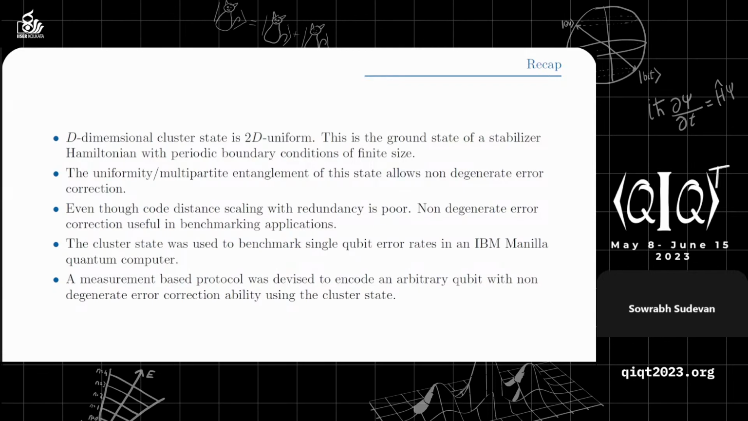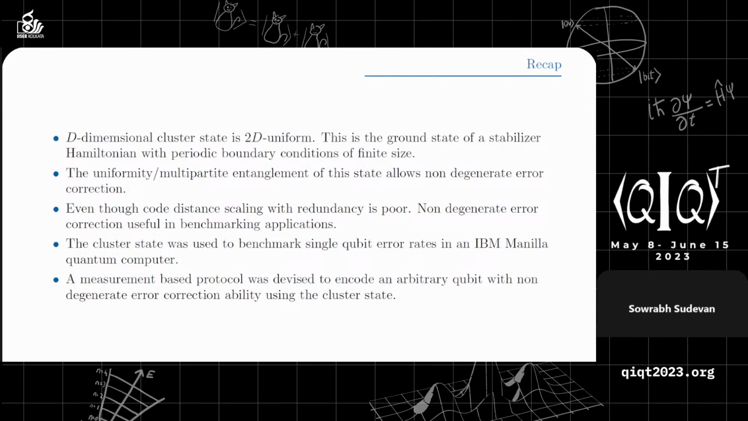So as a recap, the basic idea is that we have shown that the d-dimensional cluster state is 2-uniform, and this is the ground state of a stabilizer Hamiltonian with periodic boundary conditions of finite size. The uniformity and the multipartite entanglement of the state allows non-degenerate error correction. Non-degenerate error correction specifically means that you are able to identify what errors have happened on which qubit, right?